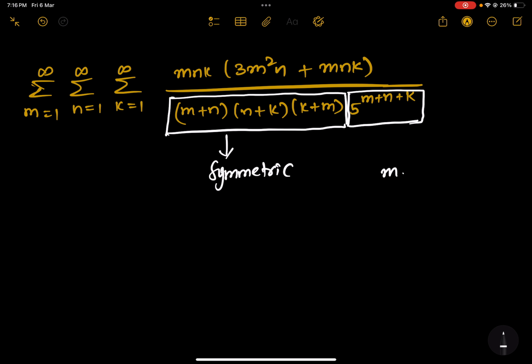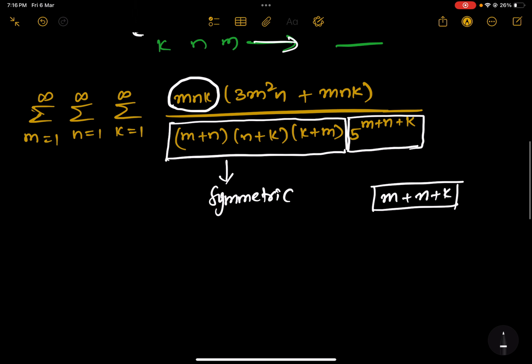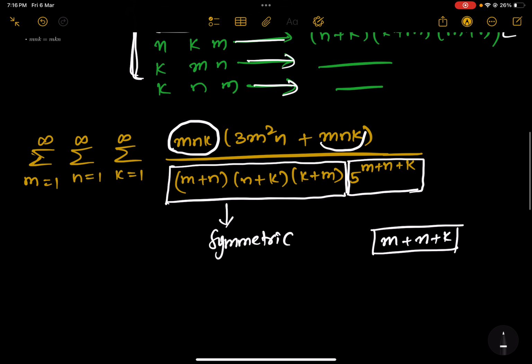No matter which permutation you choose, the sum m plus n plus k will always be constant. It will not change for any permutation of m, n and k. Alright. Again, in the numerator, this particular product is symmetric, and also this particular product is symmetric. The only non-symmetric term in this question is this particular term.